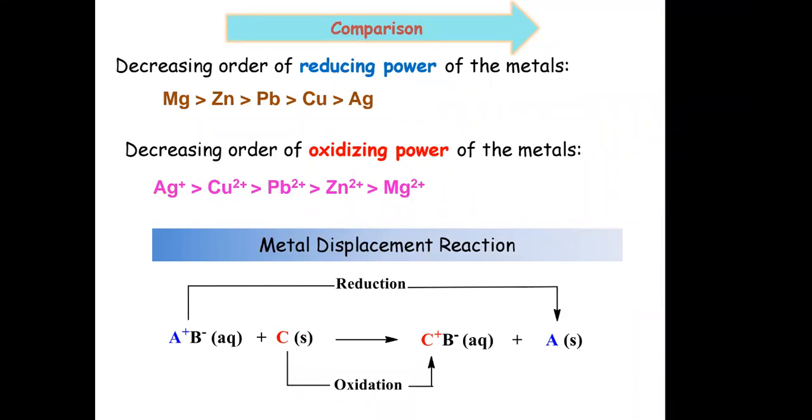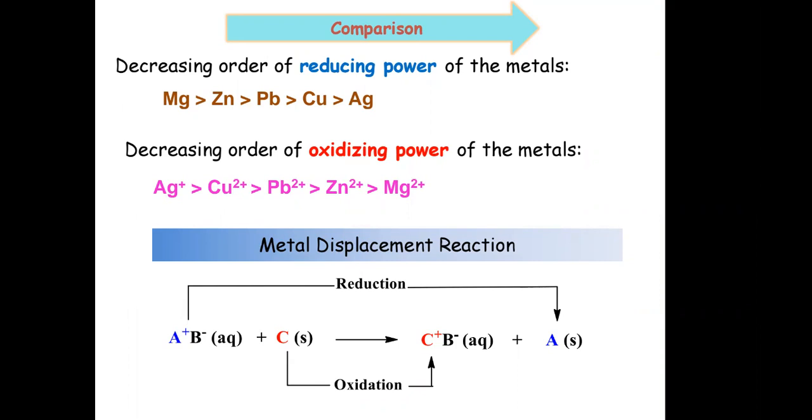So you see, magnesium is the strongest reducing one, and silver metal is the weakest reducing one. In between magnesium and silver, there are zinc, lead, and copper accordingly. In case of oxidizing power, silver plus is the strongest oxidizing agent, and then gradually the oxidizing power decreases, and magnesium 2 plus is the weakest oxidizing agent among these 5 metal ions. Now we are moving to metal displacement reactions, as we have a good idea about reduction oxidation chemistry.